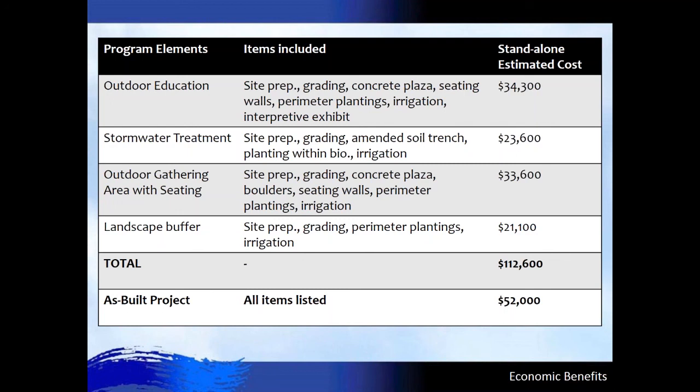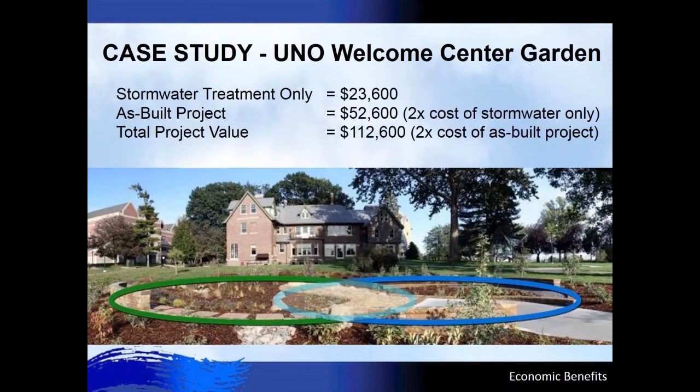So if you look at it in a different way, if the storm treatment only was about 23, as built was about 52, and total project value, you could say, would be about 113 or so. So it really just depends on how you look at it, and if you include the economic benefits of those additional functions that you add into the landscape.